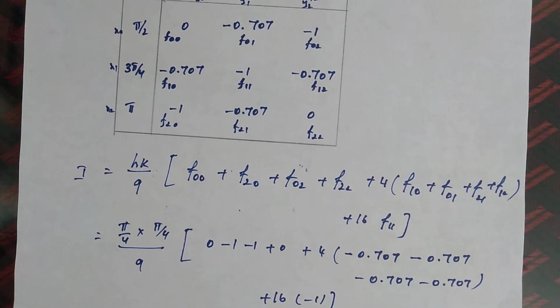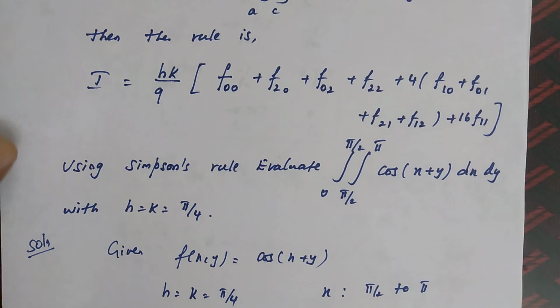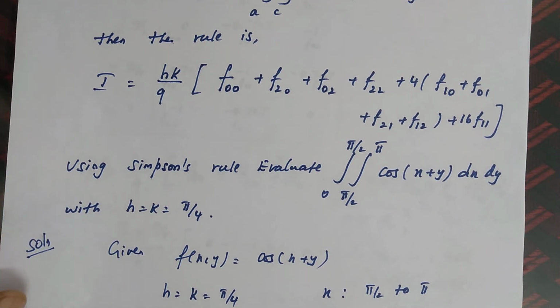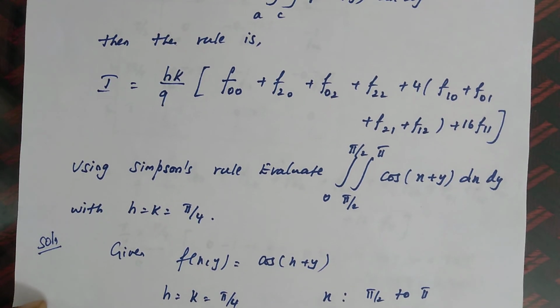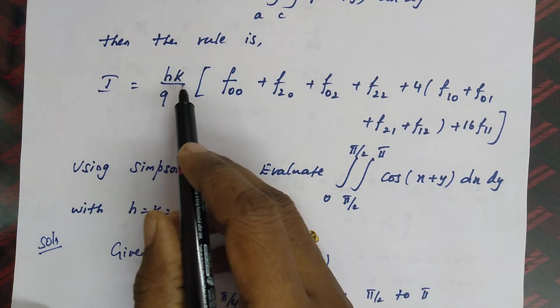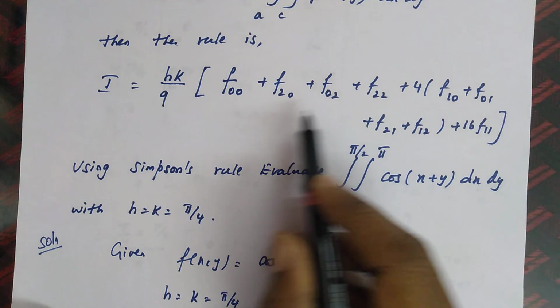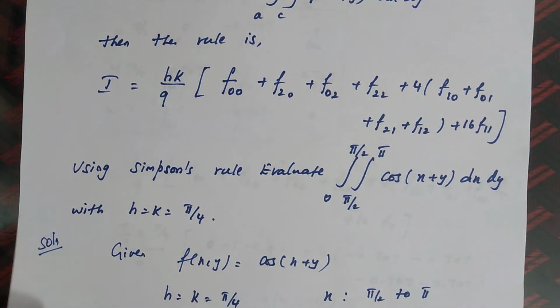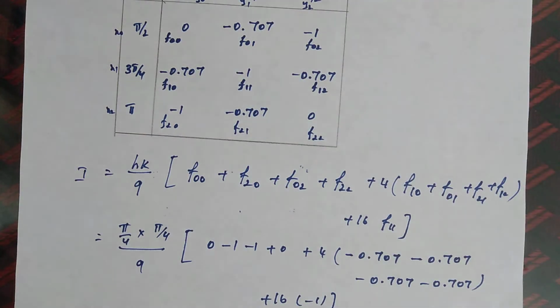Okay, so this is the problem under Simpson's 1/3 rule for double integration. Okay, so the Simpson's 1/3 rule and trapezoidal rule, both the rule are similar only. So only the representation is different, that is here hk by 9, in trapezoidal rule it is hk by 4, and the way of writing the formula is little bit different, but similar to the trapezoidal rule only. So this is the problem under Simpson's 1/3 rule for double integration.